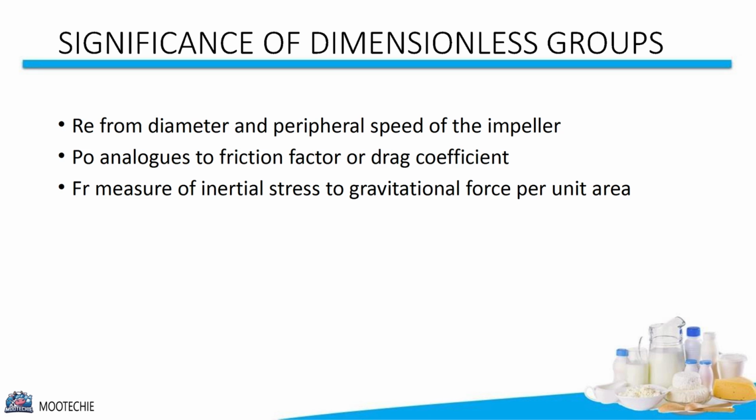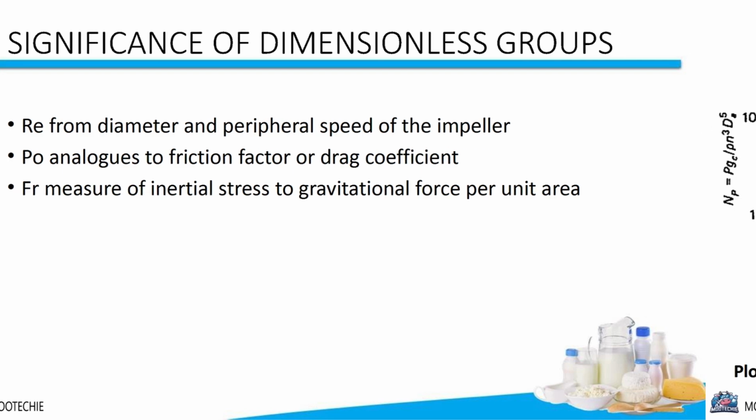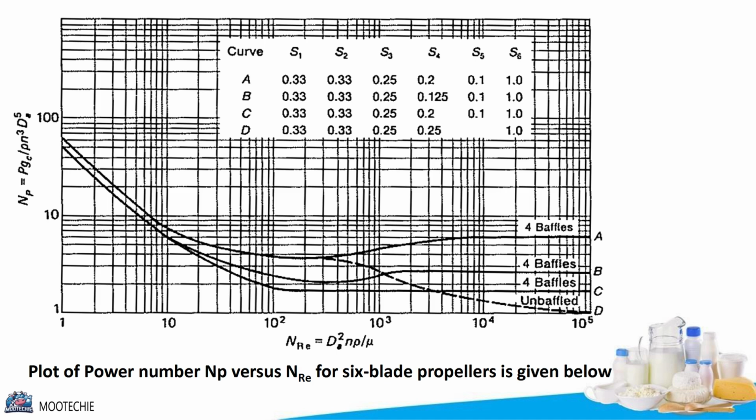The Reynolds number comes from the impeller size and speed. The power number is like a friction factor. The Froude number compares flow forces to gravity. Engineers use a standard plot, a curve showing how the power number changes with the Reynolds number for different impellers, to easily find the power needed for their specific mixing setup.